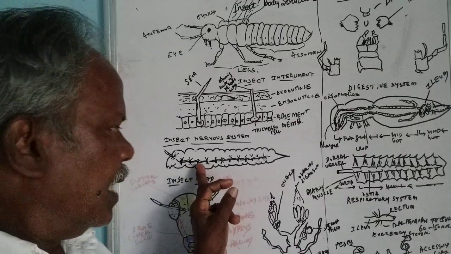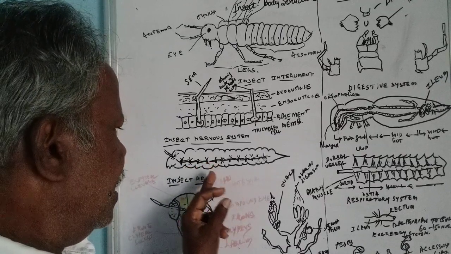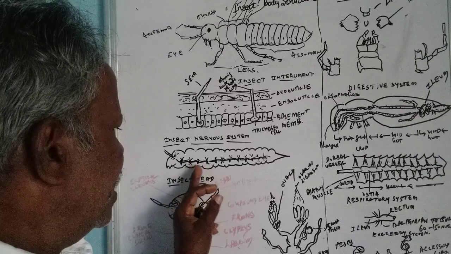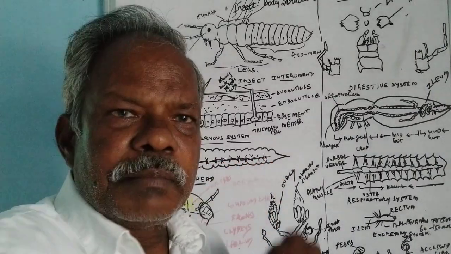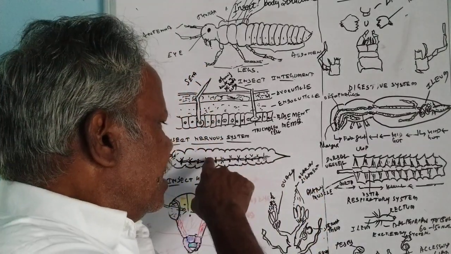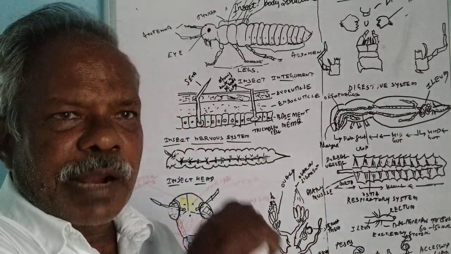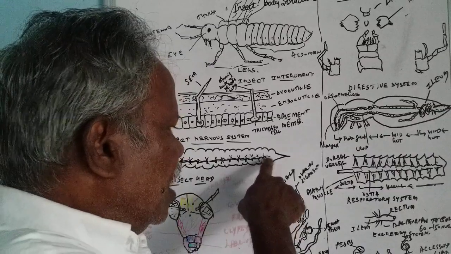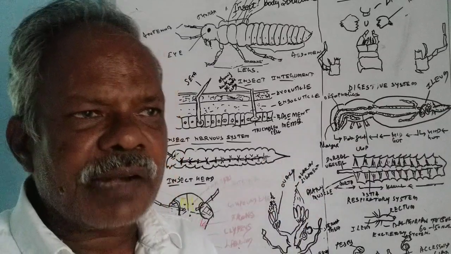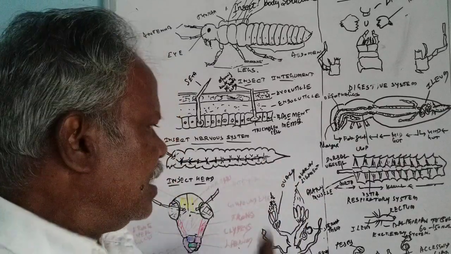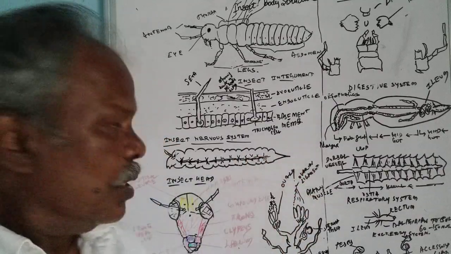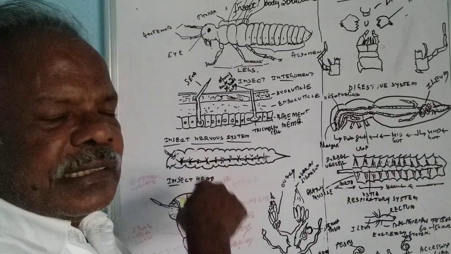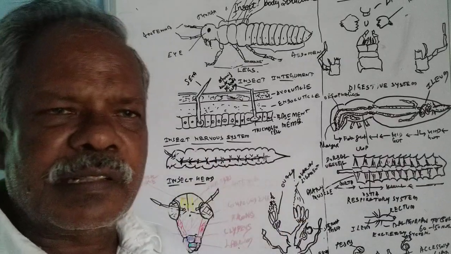thoracic ganglions, and then 8 ganglions will be there in the 8 abdominal segments. The last two segments are without ganglion structure, but the last portion is supplied by the last ganglion. So from the ganglion the nerves are supplied to all parts of the body.